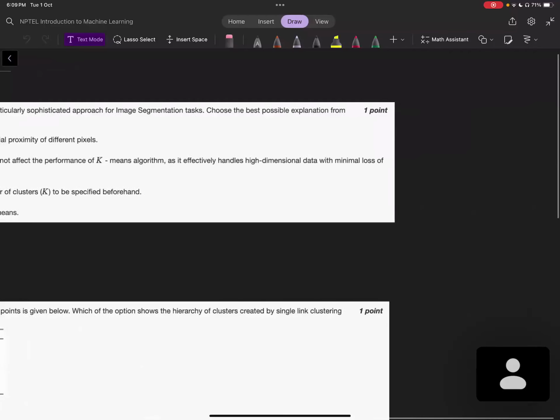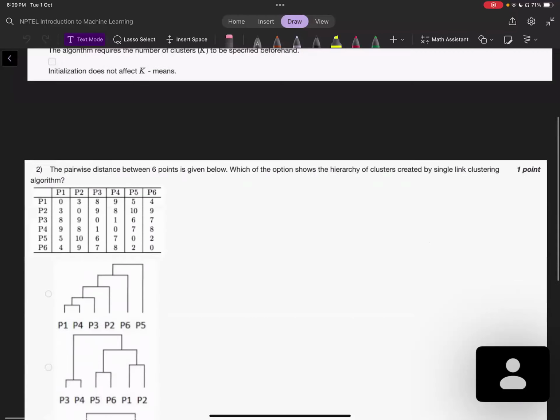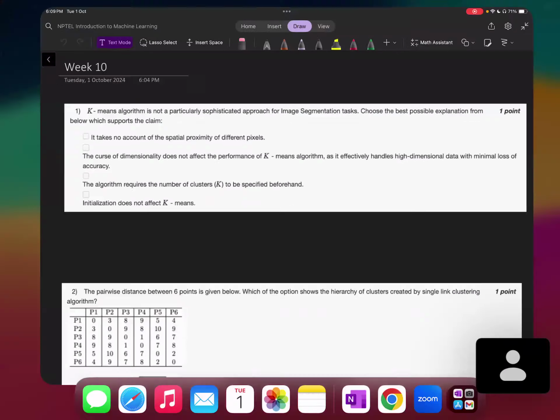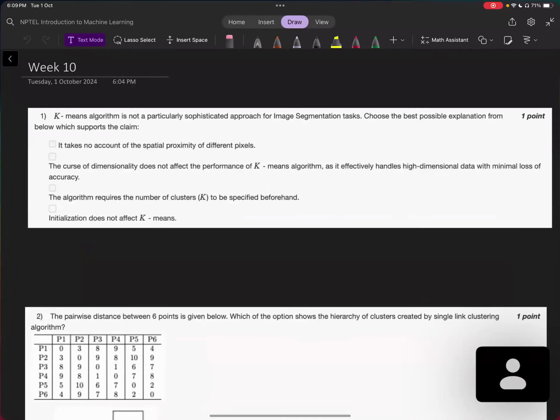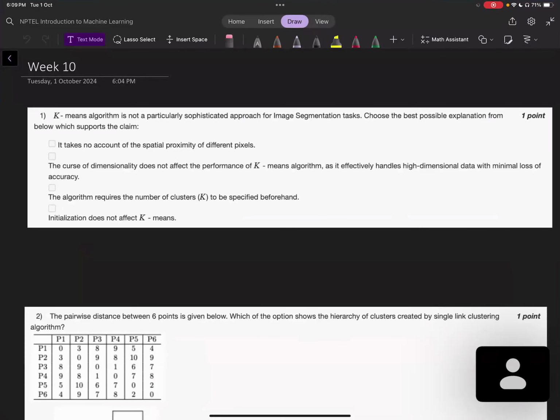Hello everyone. So we'll start this week's content with the clustering algorithm. Let's see how many people have joined.